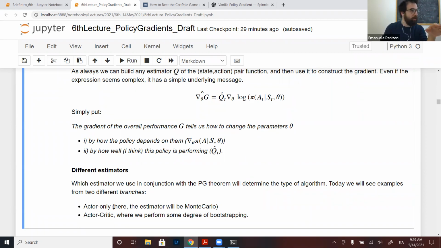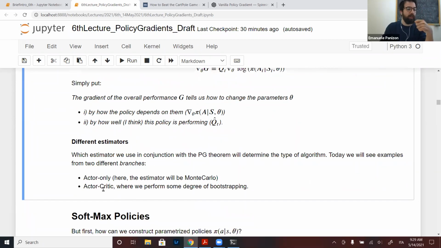One is the actor only, in the sense that the estimator will be a Monte Carlo estimator. So we will not need to compute and store a value approximation or value estimation. We will deal only with the reward we get in each episode. And the second part, which is the actor critic, we will have a part of the algorithm which is called the critic, which will deal separately with the problem of the value evaluation.